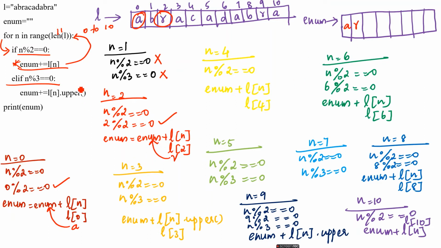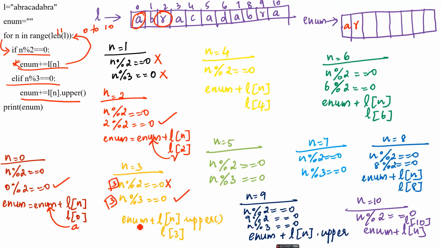Now the next value of n will be 3. We are checking the condition. First condition, n mod 2 equal to 0, that is 3 mod 2 equal to 0. The condition is false. Next, one more condition is there. n mod 3 equal to 0. 3 mod 3 is equal to 0. Condition true. So we have to execute this statement.